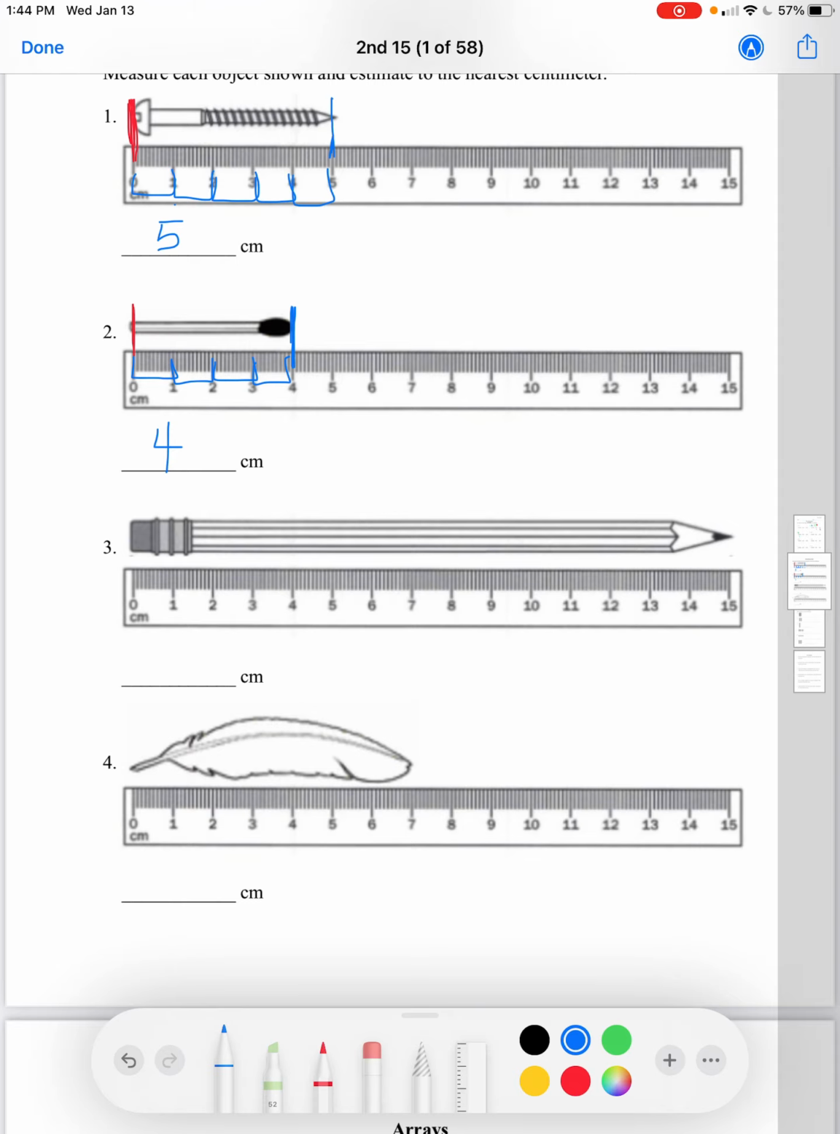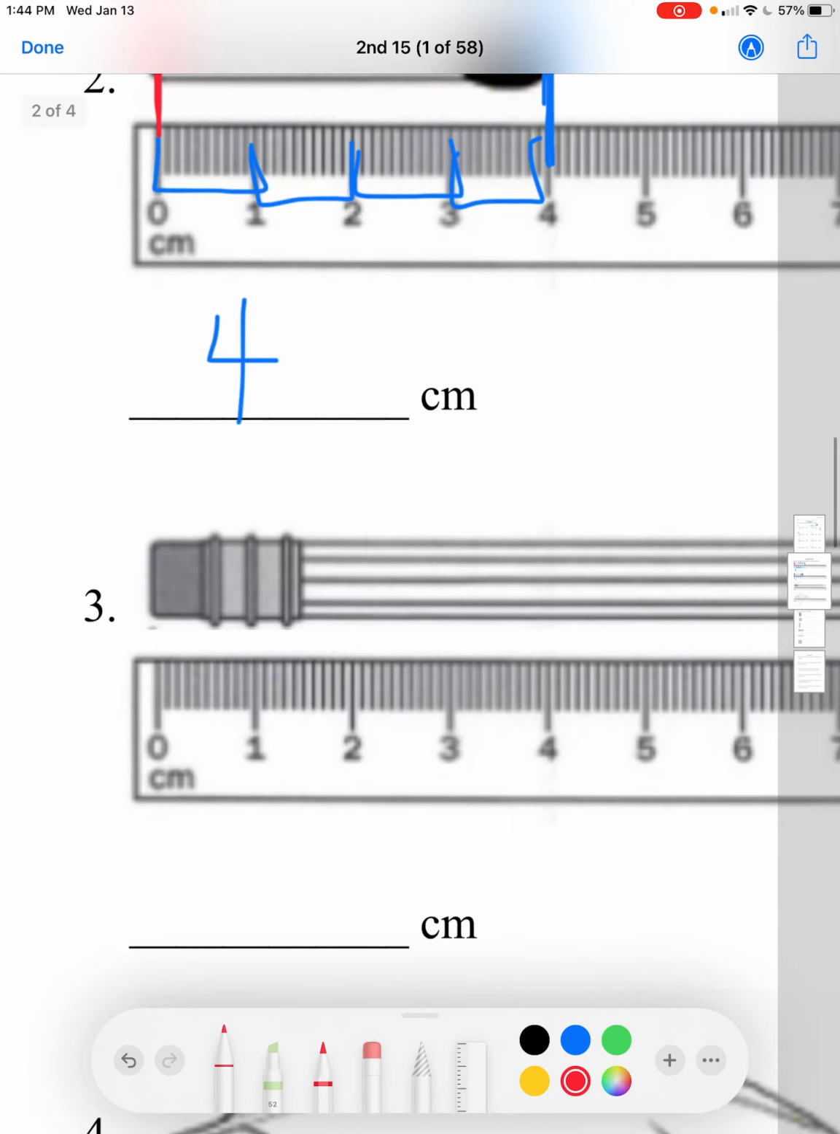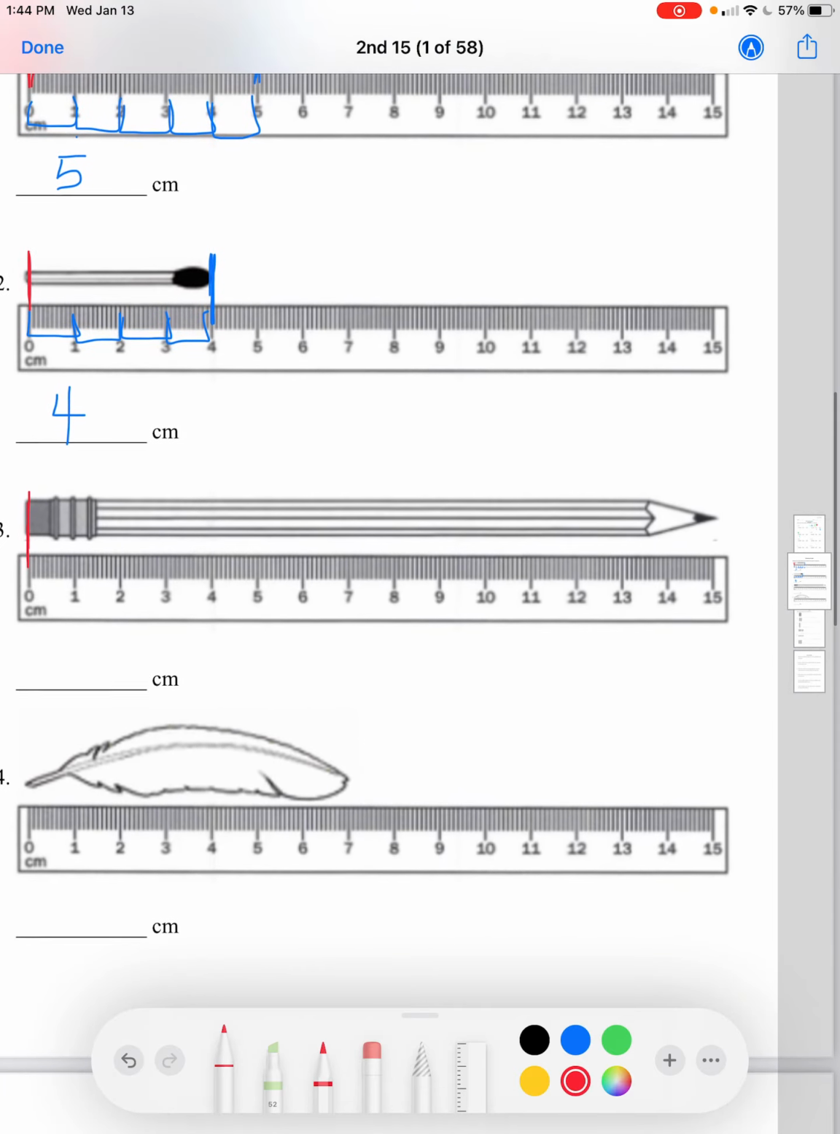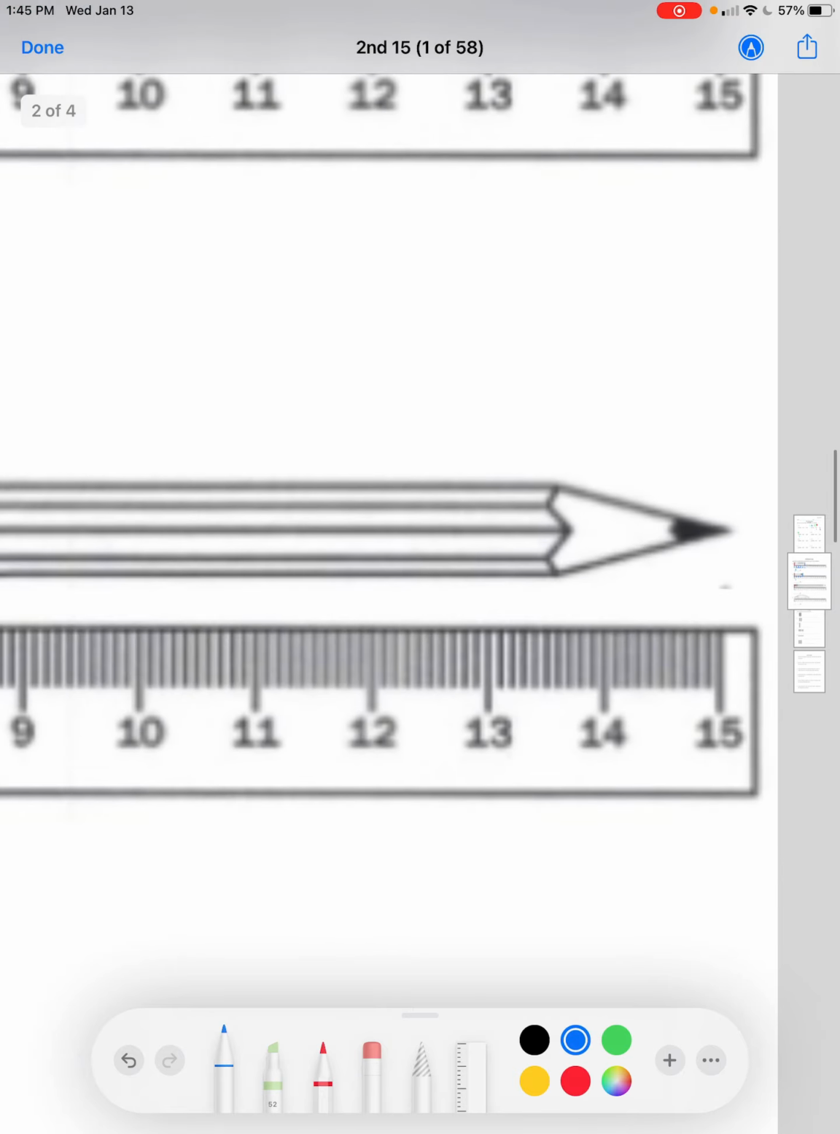Now let's try number 3. Let's make sure the end is aligned at the 0. Yep. And then we'll go all the way to the end of the pencil, and we'll find where this is closest to. It's closest to 15.